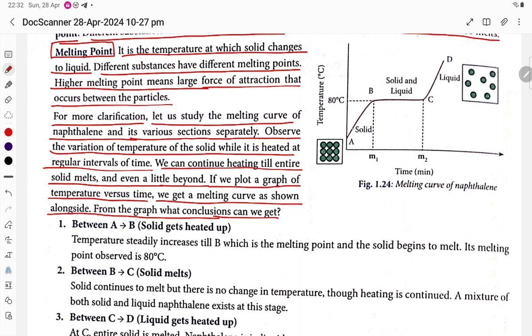So what is happening? The solid's volume increases, it converts to liquid, then it becomes gas.